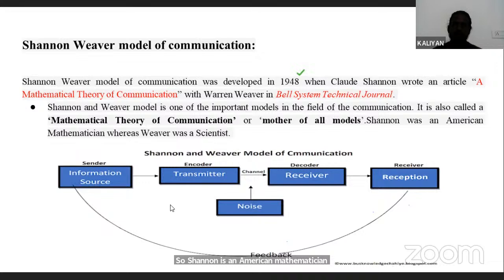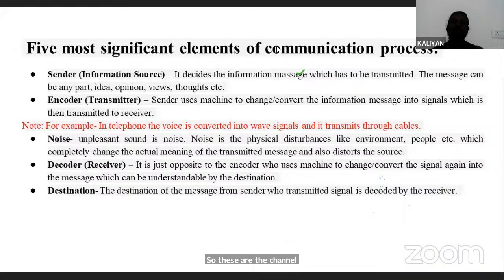This is the diagram for the Shannon-Weaver model of communication: information source, sender, transmitter, encoder, decoder as the receiver, reception, and feedback to the information source. In the Shannon-Weaver model, there are five significant elements in the communication process. The sender has the message which has to be transmitted; that is called the information source.